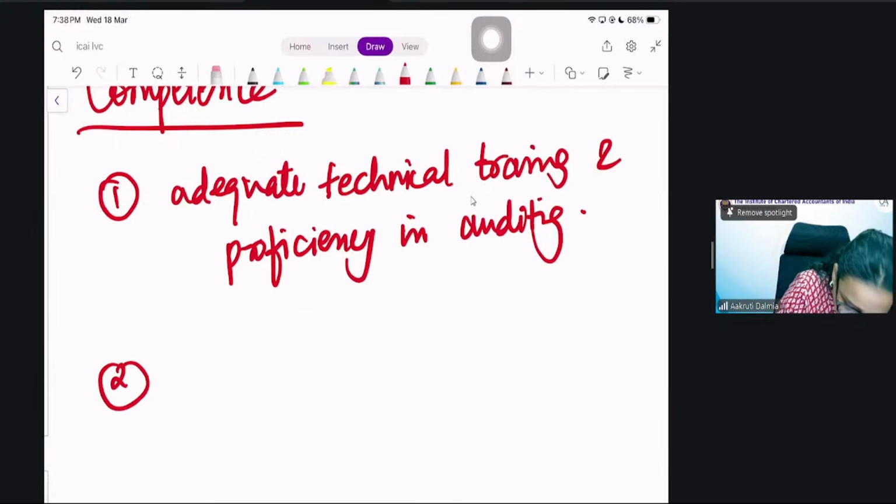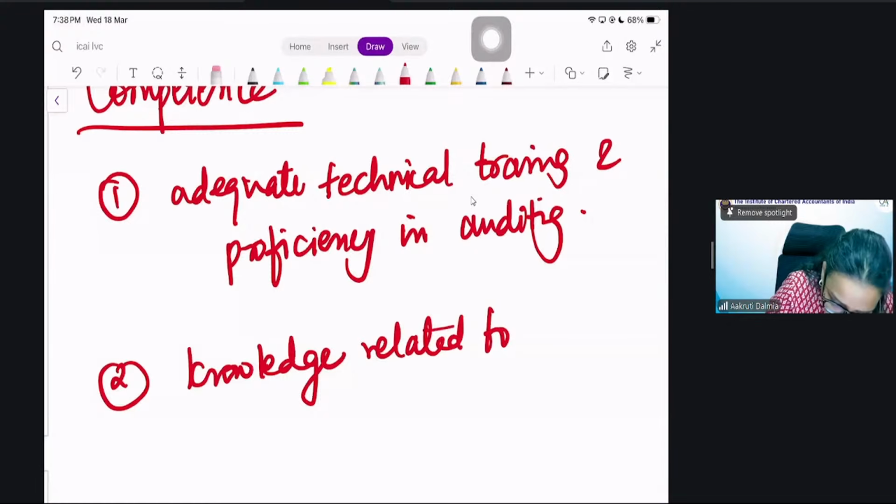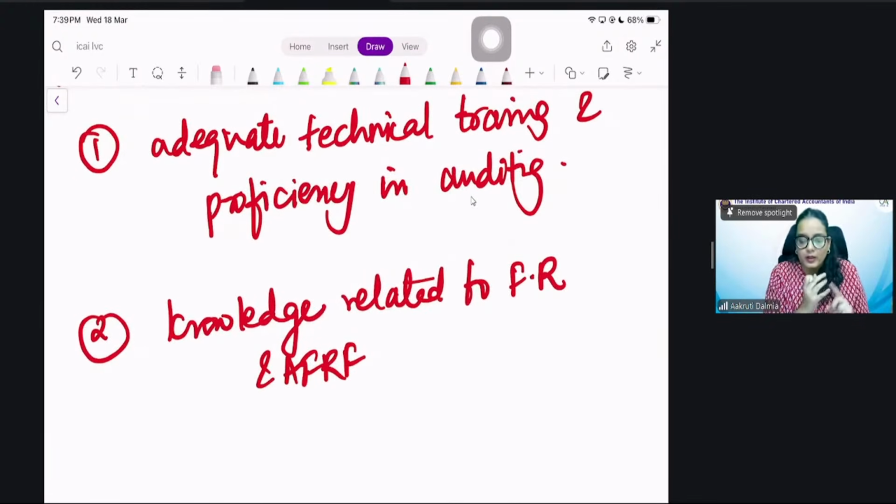Then after training, the same for knowledge. Whether internal auditors have knowledge related to financial reporting and the applicable financial reporting framework. So whether they have knowledge about the entity, financial reporting and the AFRF. If they don't have knowledge, of course, they are not competent, which means their reports will not be useful to me, because if they don't know the work, what is their report worth? So if they don't have adequate training, if they don't have enough knowledge, don't use their work.